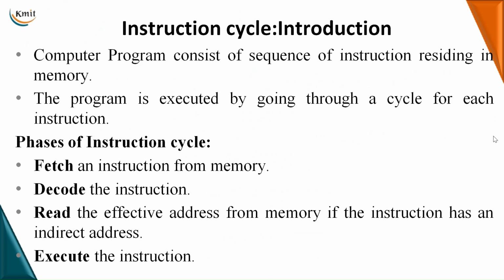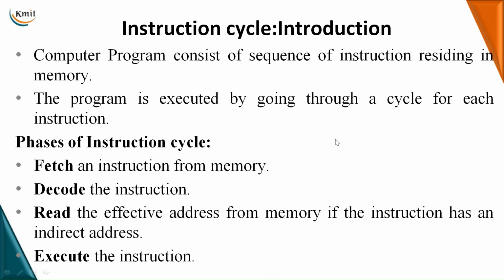Coming to the introduction, as we know, a computer program contains a sequence of instructions, and this program resides in the memory unit of your computer. The program is executed through a cycle for each instruction, which means each instruction of your program goes through a cycle which we call an instruction cycle. In order to complete the execution of a program, each and every instruction present in the program has to go through a cycle which we call an instruction cycle.